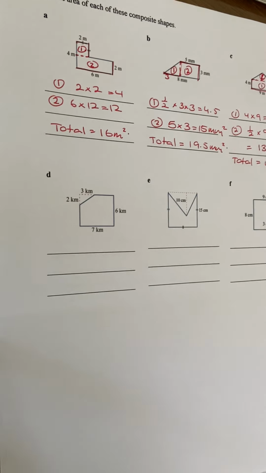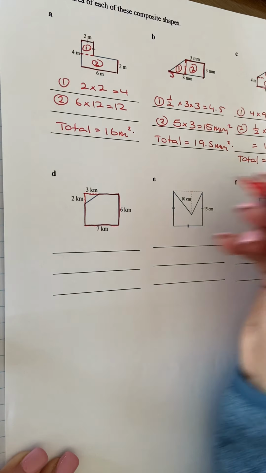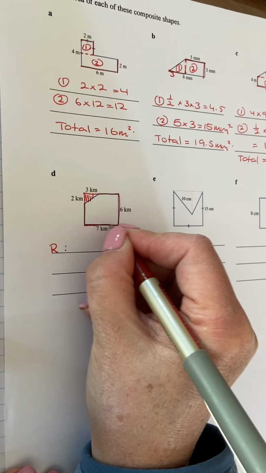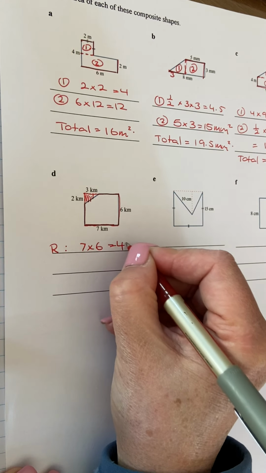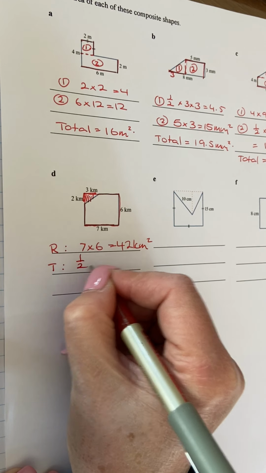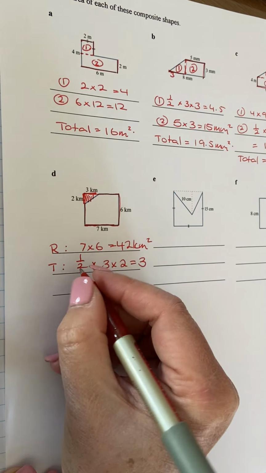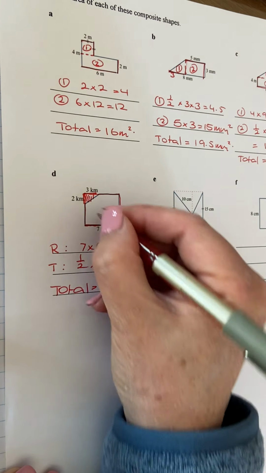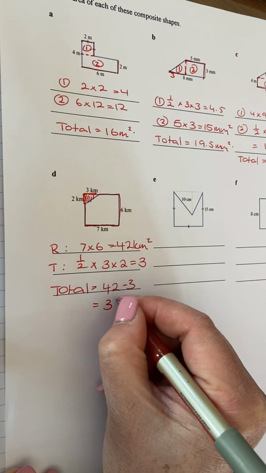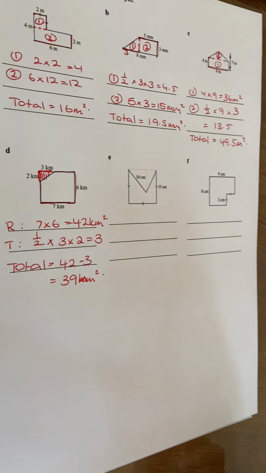Down to our last few. This one I'm going to do a takeaway, because if I draw a rectangle around there, I want to take this away. So the whole thing, the rectangle, is 7 times 6. Then I'm going to chop off this little bit. So I'm going to call that T for the triangle. That's half times the base times the height. So this time, to get the total, I'm going to do the area of the big shape, take away that bit that's been chopped up. Kilometres squared.